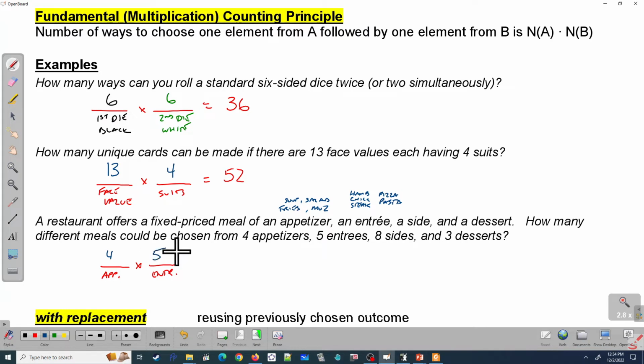And the reason why I think this would be smarter is I'm still not done, because I technically could have had 8 sides. Maybe my sides are green beans. Maybe my sides are mashed potatoes. Maybe my sides are corn. Maybe my sides are baked beans. Who knows what they are?